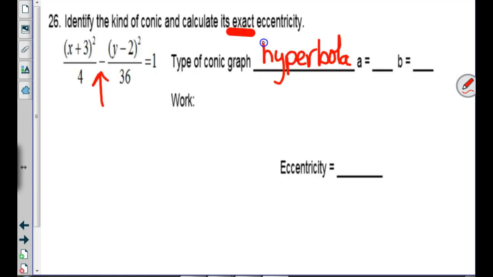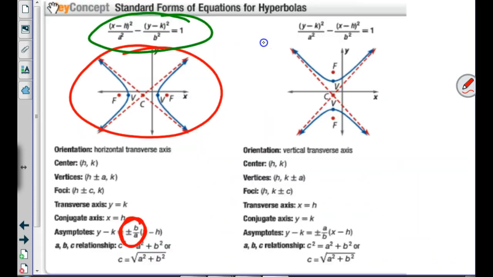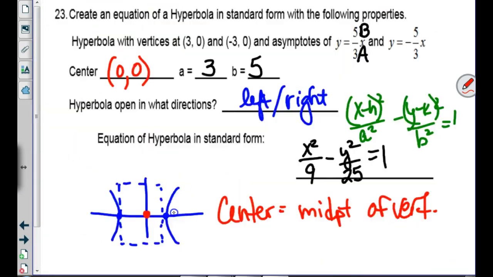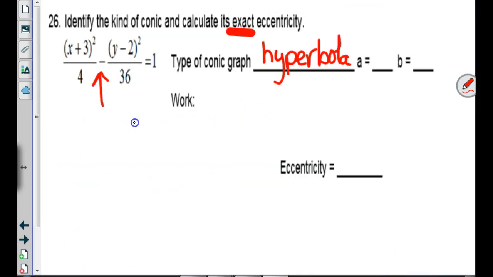Okay, the formula for hyperbola to find C is down here, A squared plus B squared. Not the same for an ellipse. C equals the square root of A squared plus B squared. All right, what's A and B though? This is important. Is A the bigger one? No. This is A squared and this is B squared, okay?